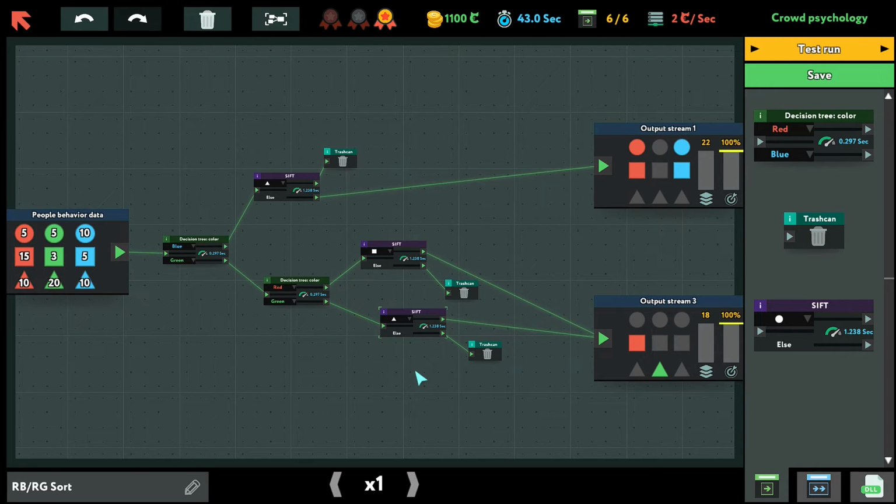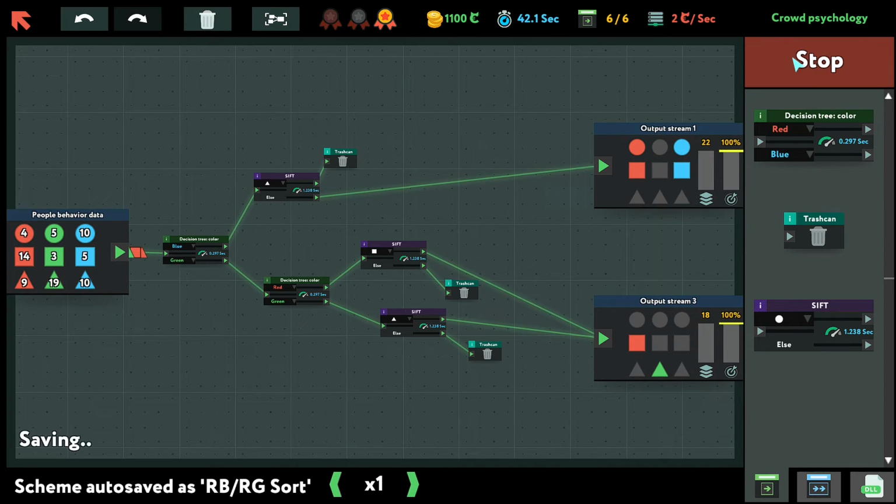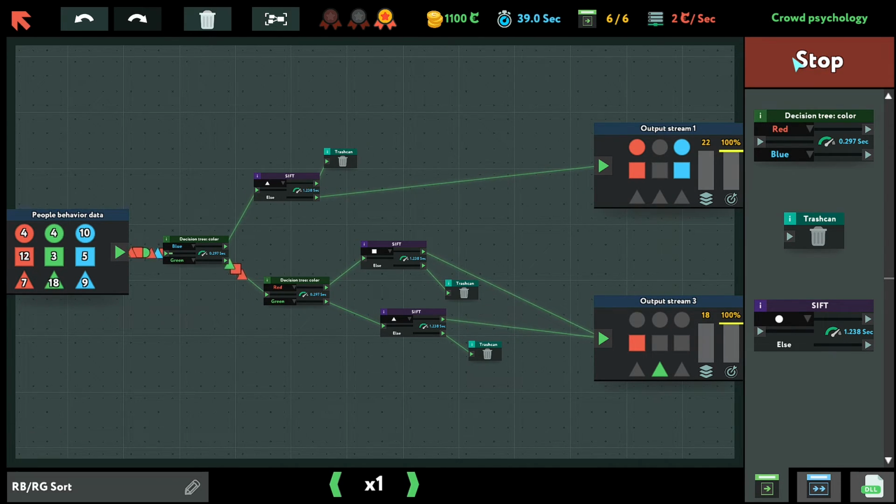Now this should work. I don't know that it is the most optimal method. In fact, I highly doubt it is the most optimal method. But let's find out. So far, we're fairly accurate and good.